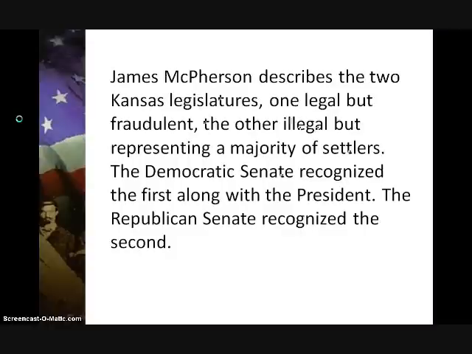Historian James McPherson, he does a lot of writing on Civil War history. He wrote The Battle Cry of Freedom and Ordeal by Fire, which are considered go-to books for Civil War study. He describes the 2 Kansas legislatures, one legal but fraudulent, the other illegal but representing a majority of settlers. The Democratic Senate recognized the first, along with the president. The Republican Senate recognized the second, which is legitimate. The first one that was passed using votes from Missouri who had no business voting in Kansas, or the second one where they're trying to outdo and overthrow the first one. Think about that for a sec.